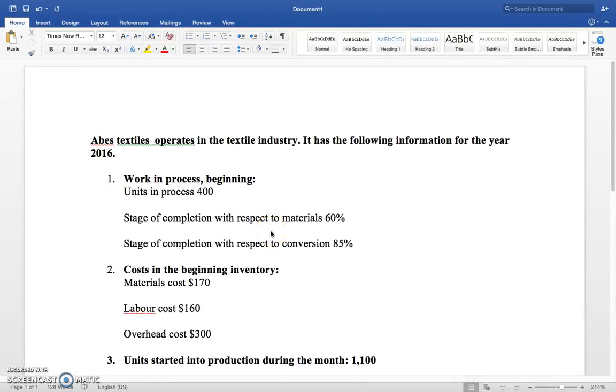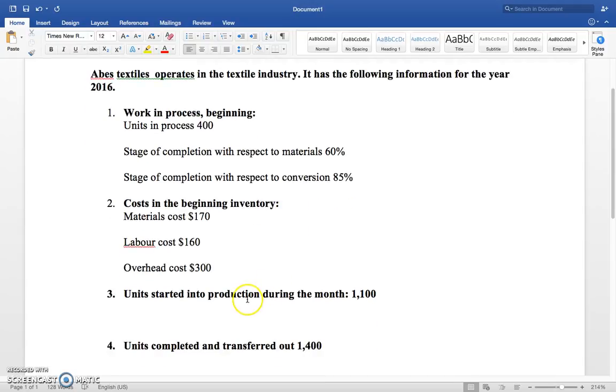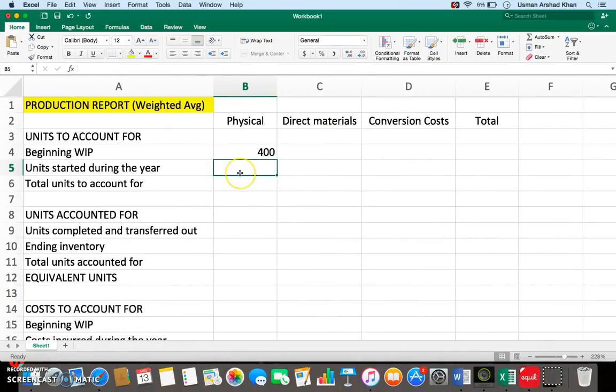Also I want to mention that you don't care about the stage of completion in the weighted average format. This should be left alone for the FIFO method. So when you see these percentages for the work in process at the beginning, just ignore them. Don't even give it a second thought because it's not relevant to this format. All right, so units started into production during the month is 1100. When I add these two together, that gives me 1500 total units to account for. So this figure is the same as this figure.